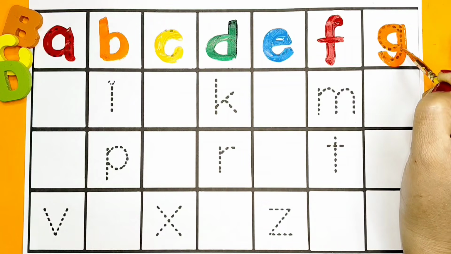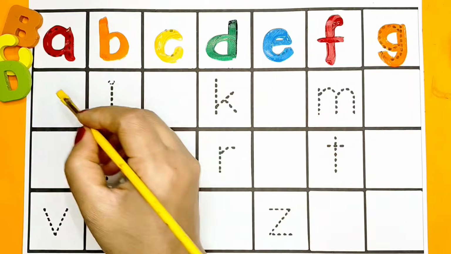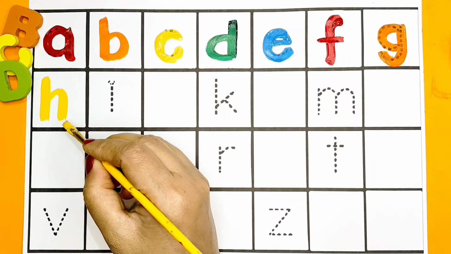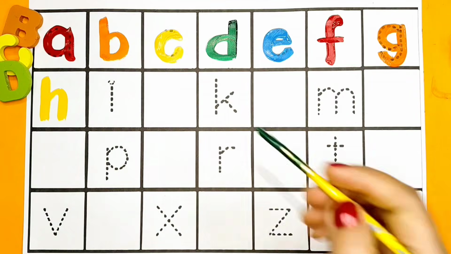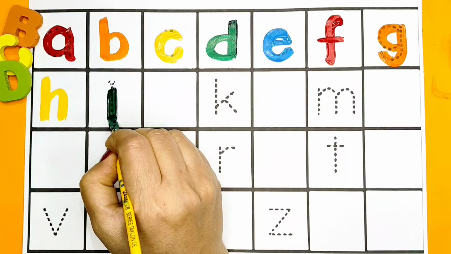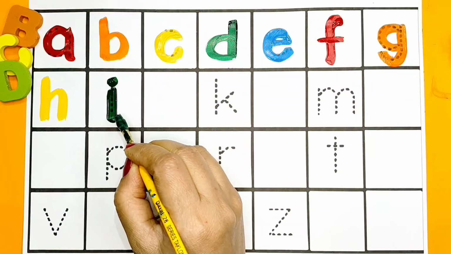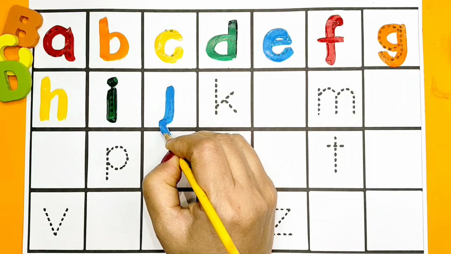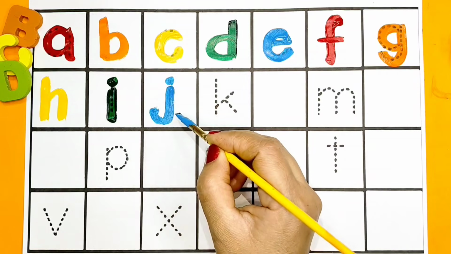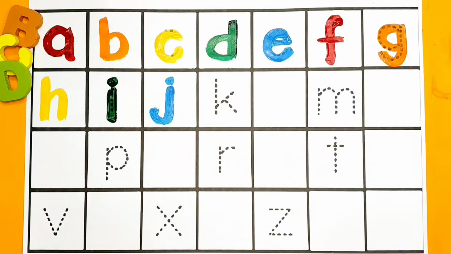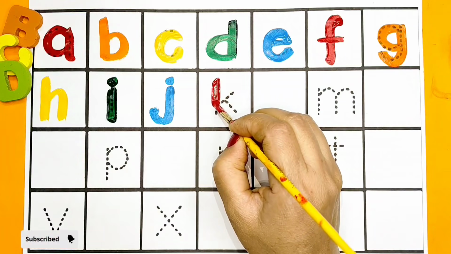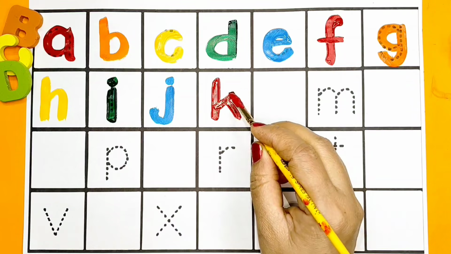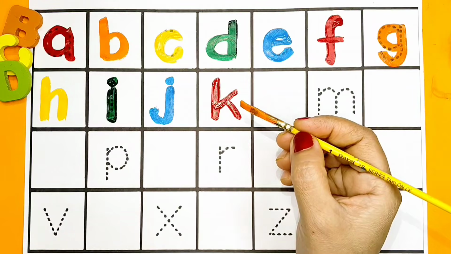G. G for goat, yellow color. H. H for hen, dark green color. I for island, sky blue color. J. J for joker, red color. K. K for kite, orange color.